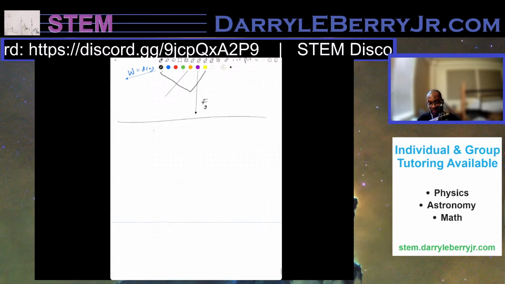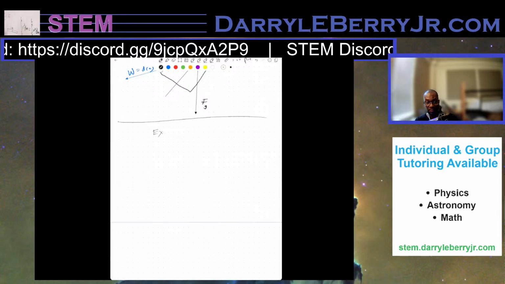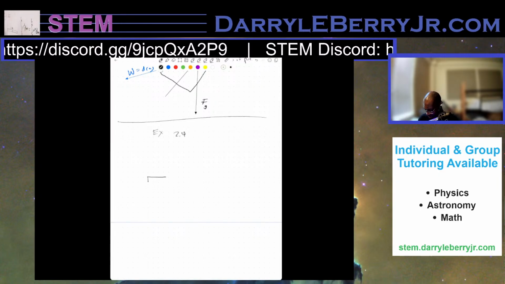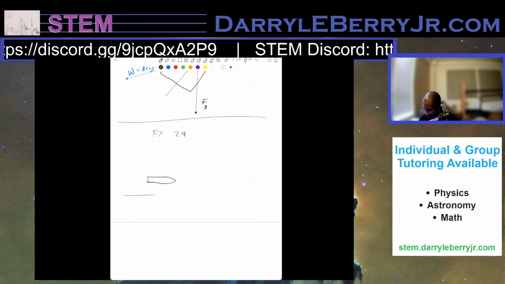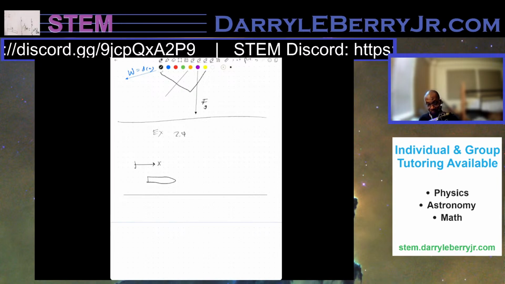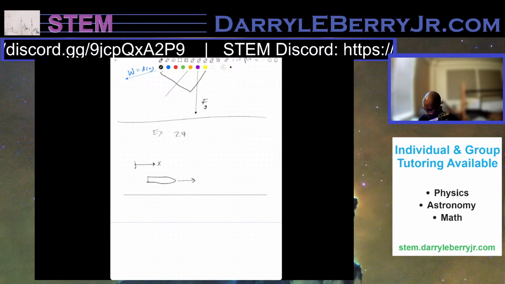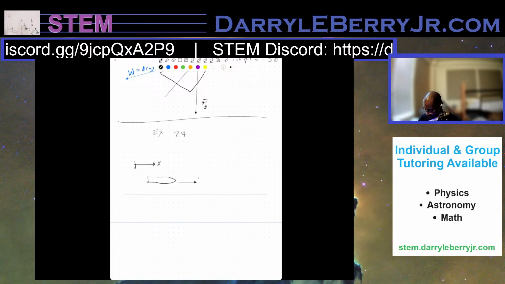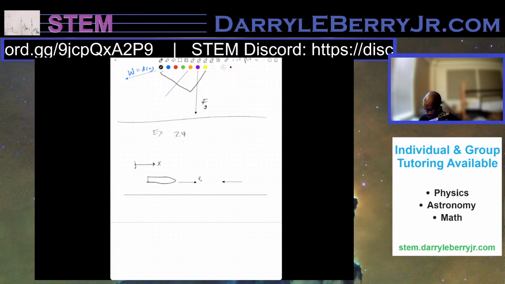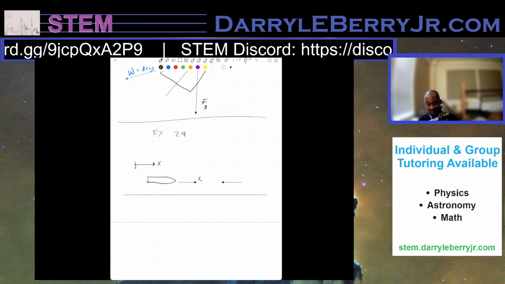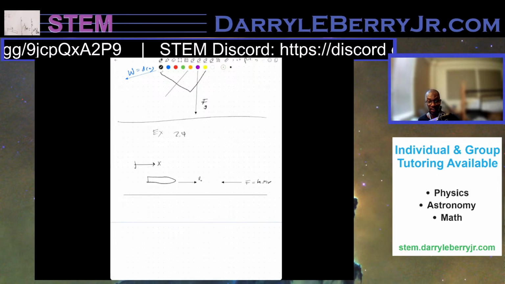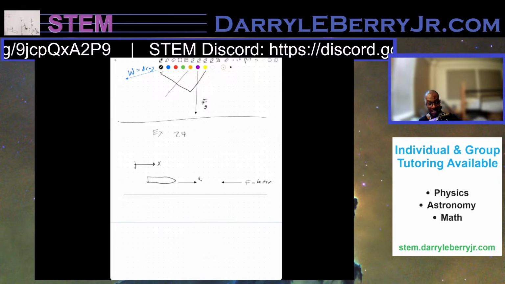So this is example 2.4. We have a projectile. x is in this direction. Motion is in that direction. We have velocity v naught and a resistive force, opposite velocity as expected. F equals kmv, since they said the resistive force is proportional to velocity, not velocity squared.